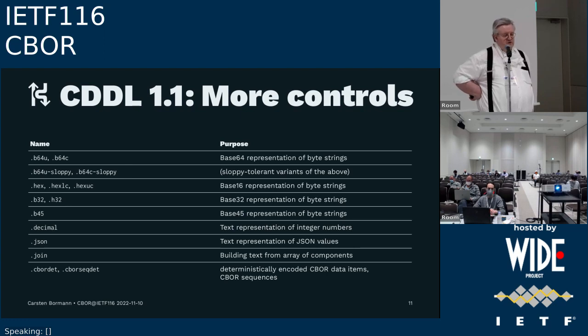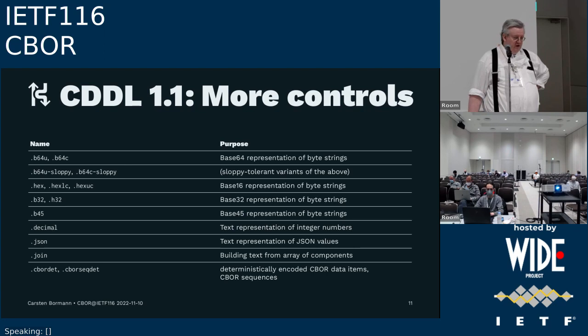There is an operator for building text from an array of components, which is sometimes useful. And finally, the operators we have for general CBOR data items, .cbor and .cborseq. These need deterministic equivalence, and so the proposal is to add those as well. So if you need something in your spec that would make your life easier, think about it. I'm already thinking about a way to put YANG CBOR encoded data in there. I haven't made a proposal yet, but I'm likely to make one within the next month or so.